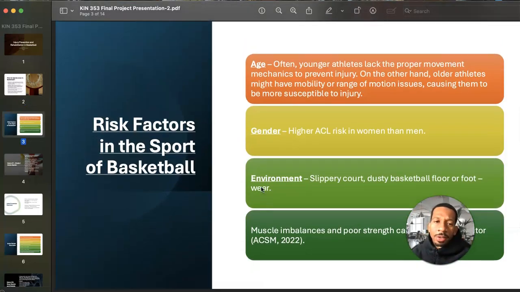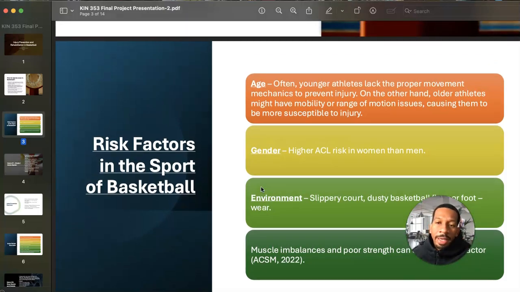What are risk factors in the sport of basketball? Age can often be a risk factor. Athletes that lack proper movement mechanics to prevent injury, or on the other hand, older athletes who might have mobility or range of motion issues. They also might have had a pre-existing injury that can affect them as well. For gender, women have a higher risk of tearing or straining their ACLs than men. So gender can play a role, whether male or female.